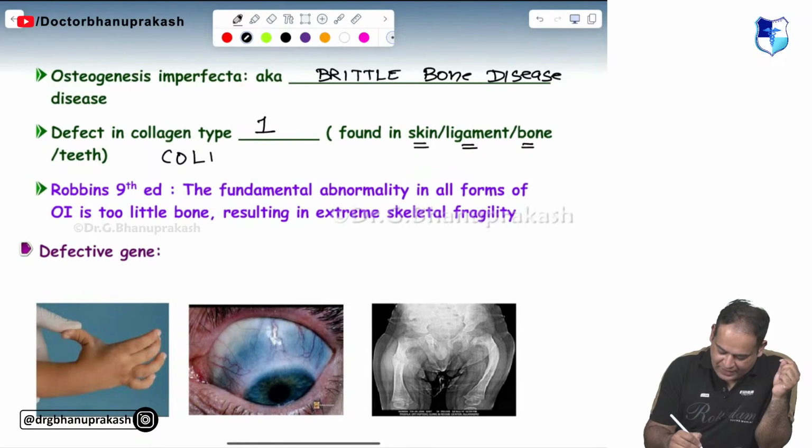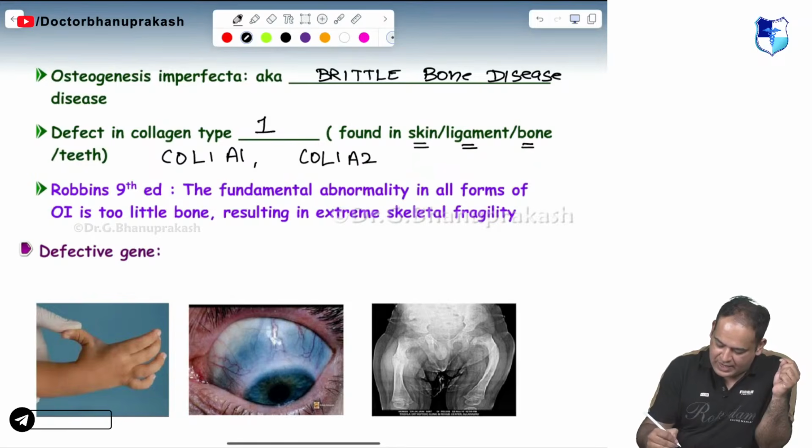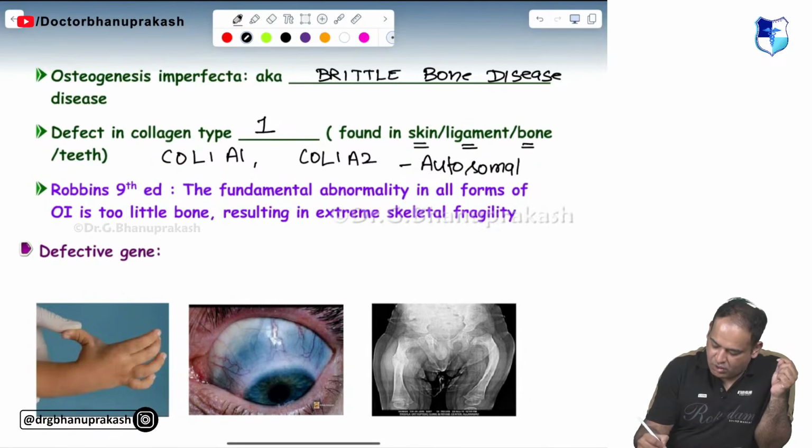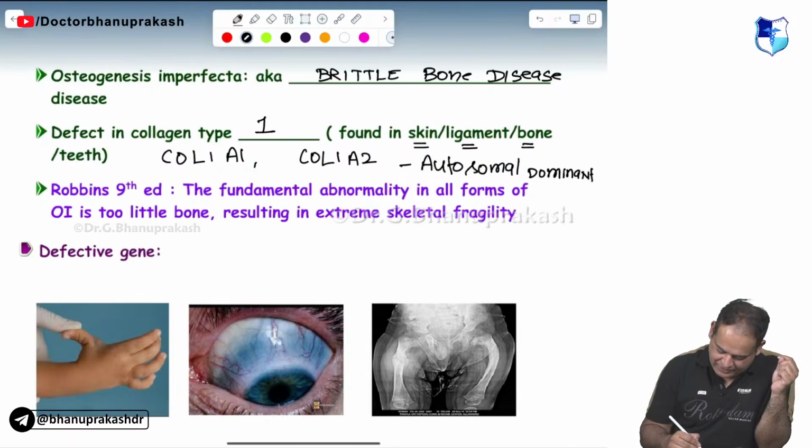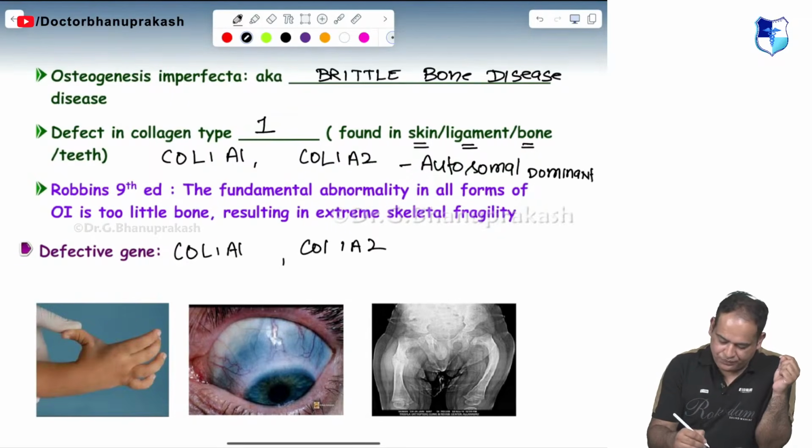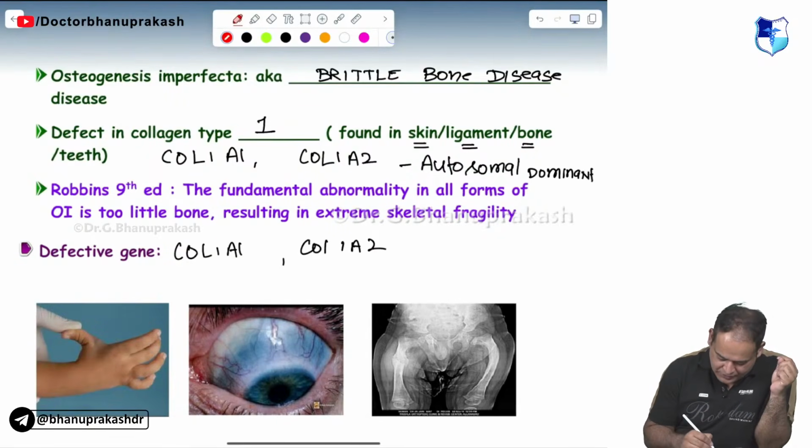What is the defect? Col1A1, Col1A2. And how is this transmitted? Autosomal dominant. Right? Defective gene. Okay, there was a mistake, I'm sorry. Col1A1, Col1A2. Now, what are the clinical features?